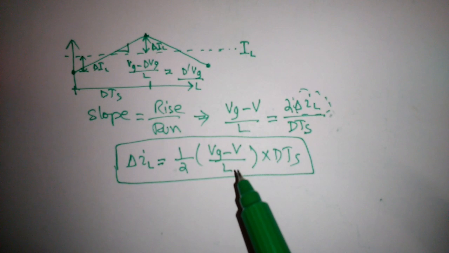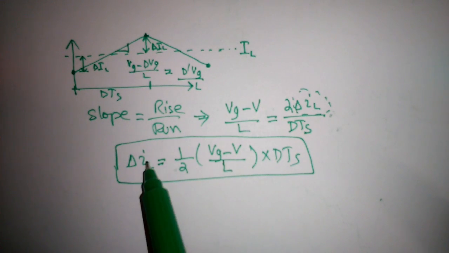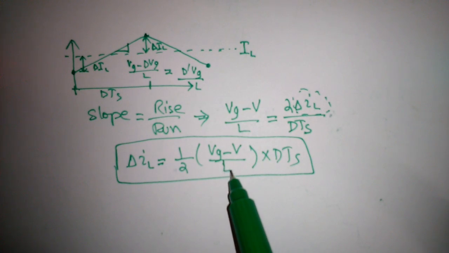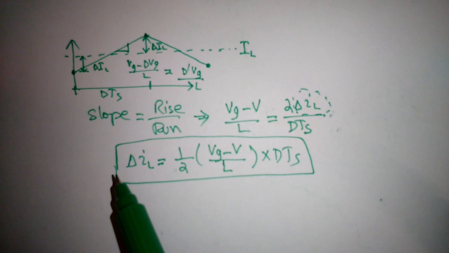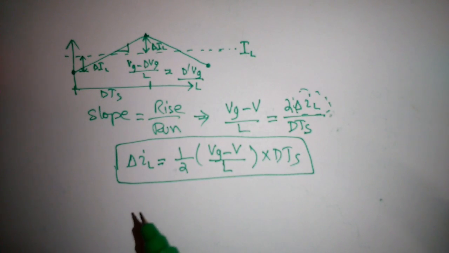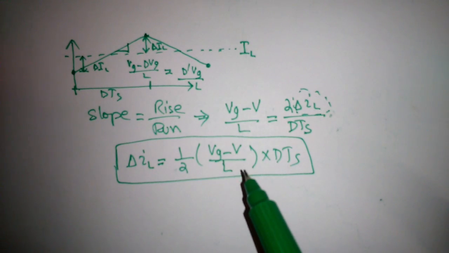We see that delta IL has an inverse relation with respect to L. So if we increase the inductor value, we can decrease the ripples in inductor current. Basically this is what we need in power electronics. We want the input current to be very smooth, so we have to use inductors of higher values.